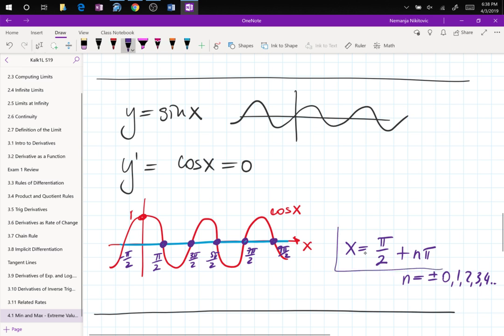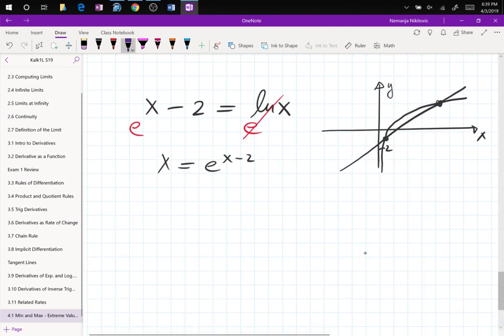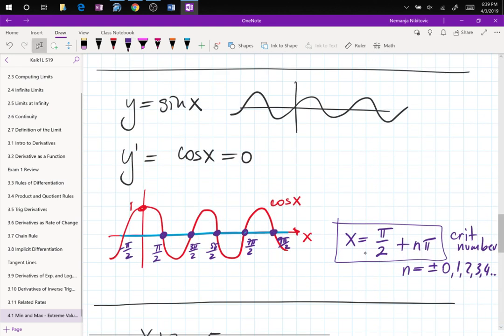So all of these are critical numbers. And now that I have critical numbers, I can go one by one and determine which ones are max and which ones are min, calculating their y values. So pi over 2 into sine, you get 1. So all of these are max values, all of these are min values, and there are infinitely many of those.